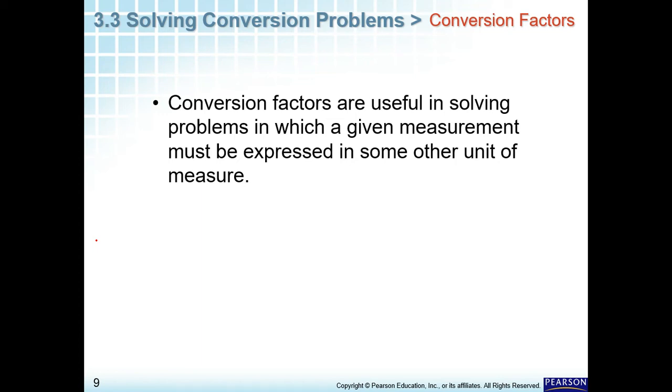So why do we learn about them? Well, conversion factors are useful in solving problems where we're given a measurement, but we want to change it to some other unit. For example, if you are given 4 days and you want to know how many hours that is, you can solve that.